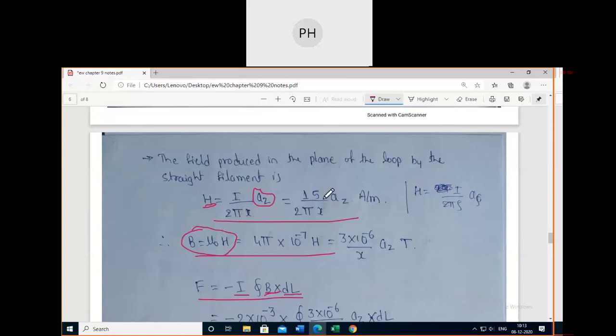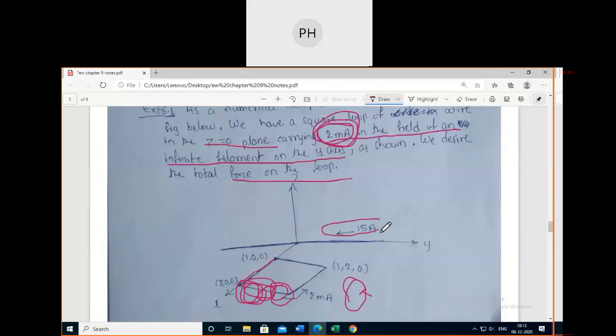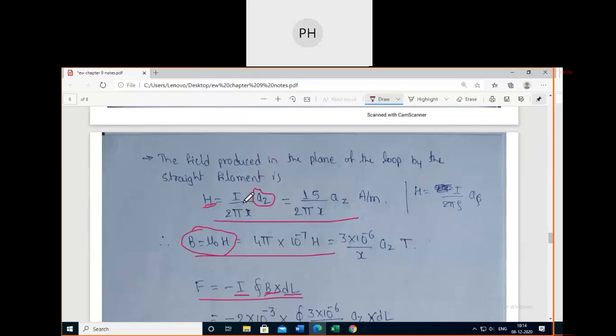I divided by 2 pi x. What is I? I is equal to 15 ampere. You can see this is the current; one more current is there along the y-axis. So 15 ampere current divided by 2 pi x, keep x as it is, into H. B is equal to mu naught into H, where mu naught is 4 pi into 10 raised to minus 7, and H is divided by x.